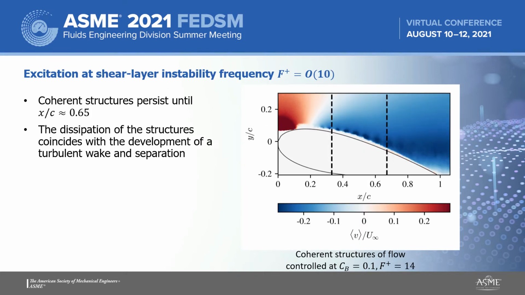In contrast to the wake instability control case, control targeted at the shear layer instability, which is of order 10, results in a time-invariant reattachment. The control parameters are now reduced frequency equal to 14 and blowing ratio equal to 0.1. The control induces a train of coherent structures, which are visualized here by the vertical component of velocity, but they are vortical in nature. The visualization shows that the structures follow the airfoil surface to about 65% of the chord before they start to dissipate. Coinciding with the dispersion of the structures is the development of a turbulent wake and the onset of separation.